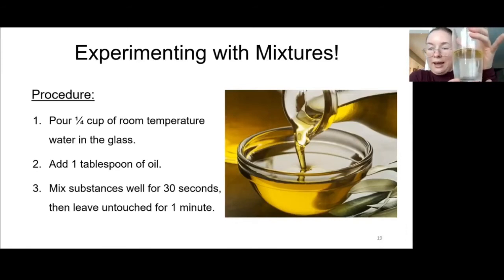This is what I have for the water and oil. So here, what I'm seeing is that there's a layer of oil forming at the top and the water is on the bottom, and that the two of them are not mixing. So do you think that this means it's a heterogeneous mixture or a homogeneous one? So you should think that this is a heterogeneous mixture, right?